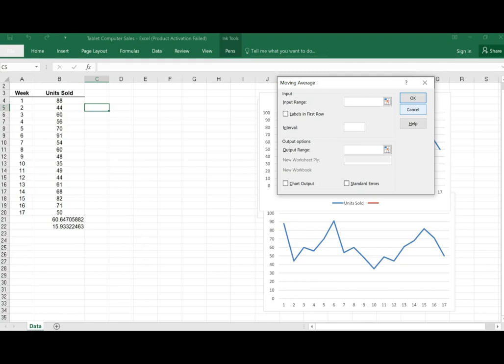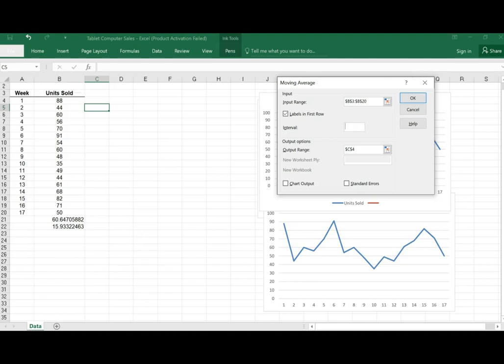If I bring it up, I need to highlight my initial data. Again, I'm going to highlight it with the label, make sure I don't pull the average below, and I'm selecting the labels in the first row. Now I've got to tell Excel where it's going to put those moving averages. This is a little quirk of Excel. I highlighted this with a label, but for my output range, it's where they're putting the data, not the label, so I'm starting it at C4, right below where the label was, because this little dialog is only going to put the data.